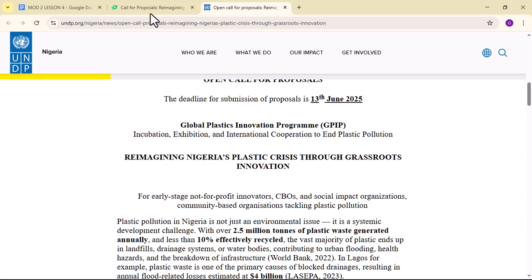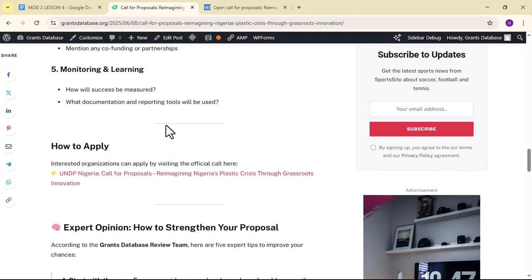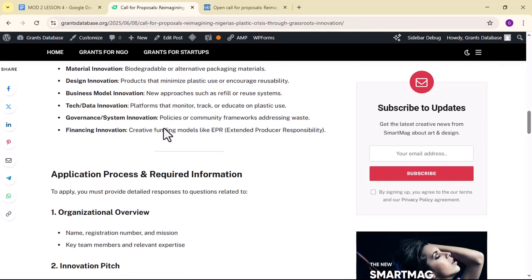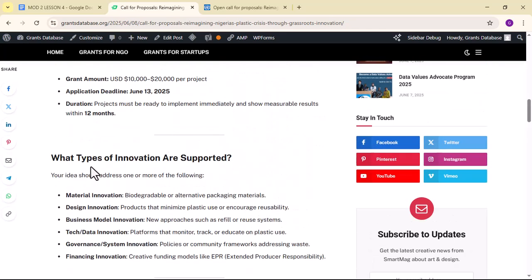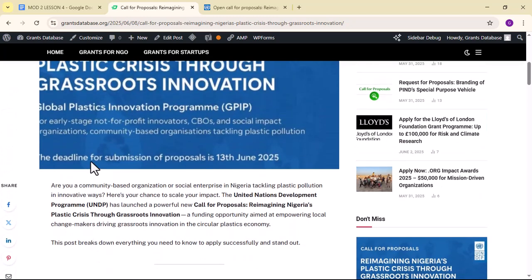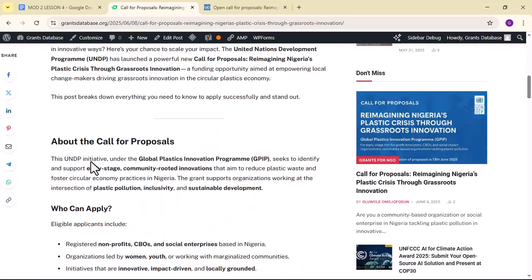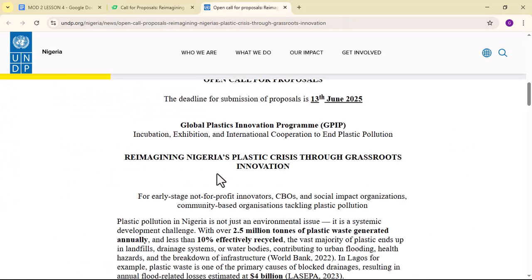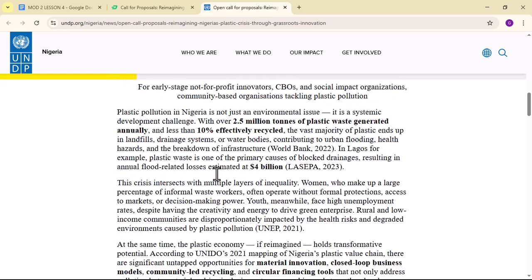innovators. Now, the reason why you have to use grant database is that here at grant database, this thing is made for you, like everything is broken down for you to understand. We have about the call for proposal broken down, who can apply. Now, on their site they put everything there. You have to do a lot of reading.